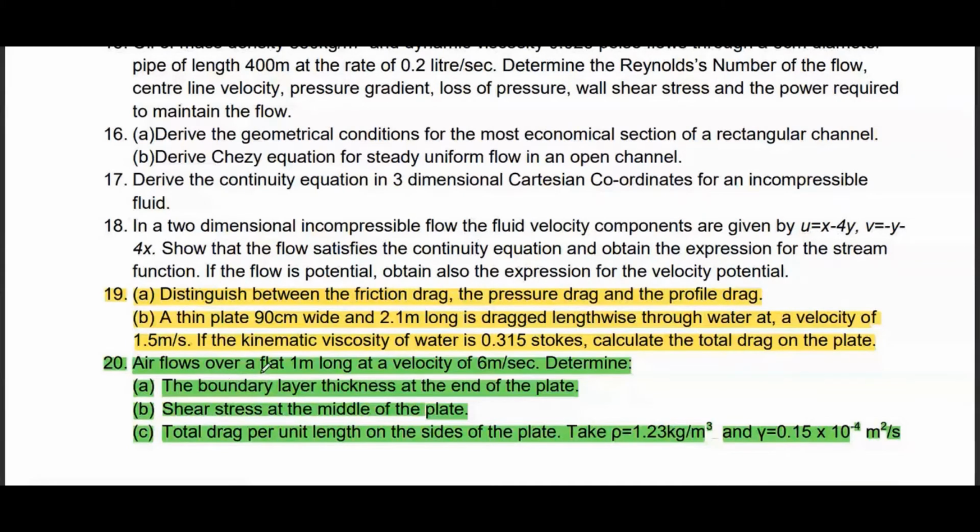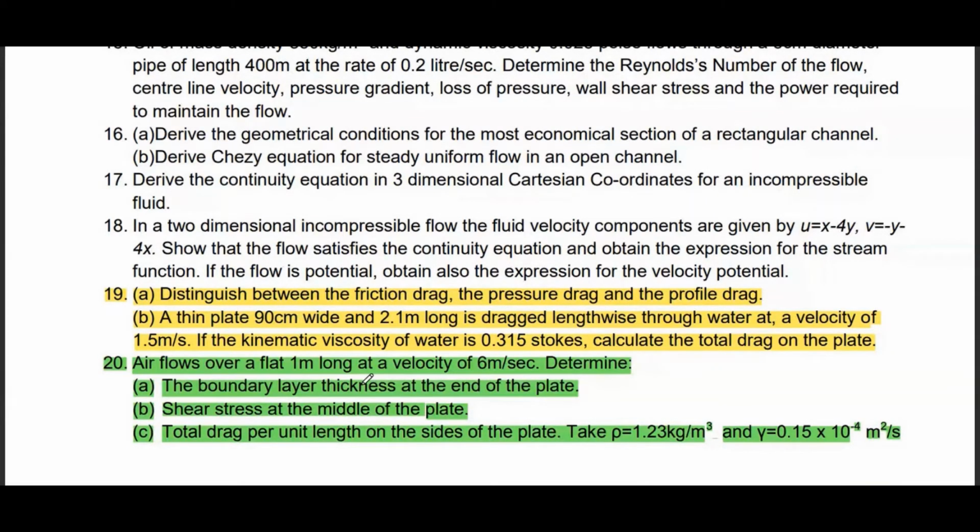Air flows over a flat plate, 1 meter long, and the width of the plate is not specified. In such cases, you can consider the drag per unit width, the total drag per unit width. If it is not available, then while taking the area, length multiplied by width, just assume that the width is unit length, that is 1 meter.